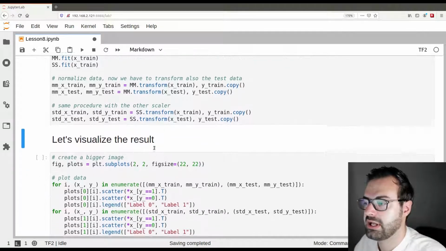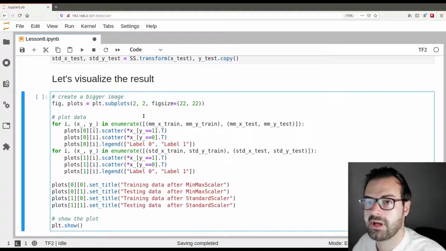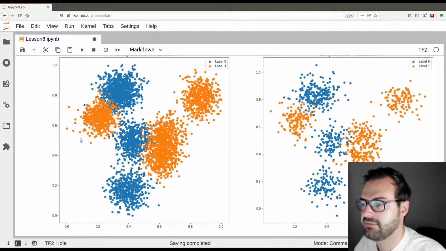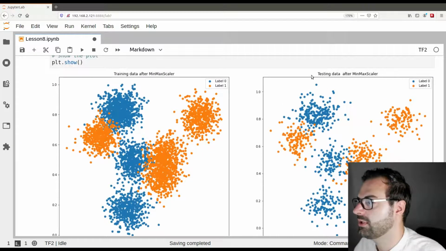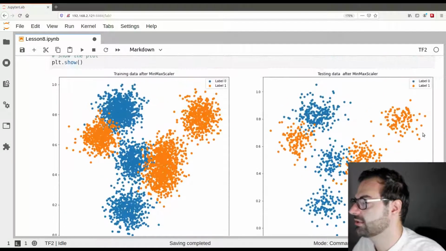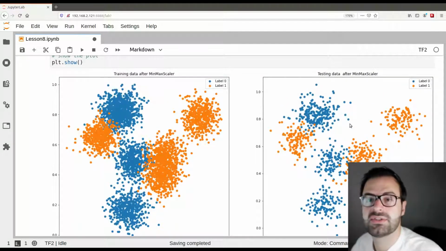And now we can visualize the results by executing this code. So now in this first graph, we can see the training data after the MinMaxScaler. So we have the features now, every point within a range of 0 and 1 for y and x coordinates. And then you can already notice for the test data, we have some points outside this range of 1, and also here on the x axis. And this is expected.